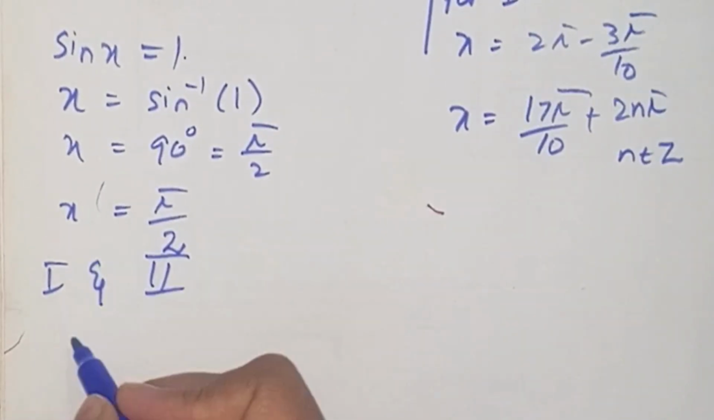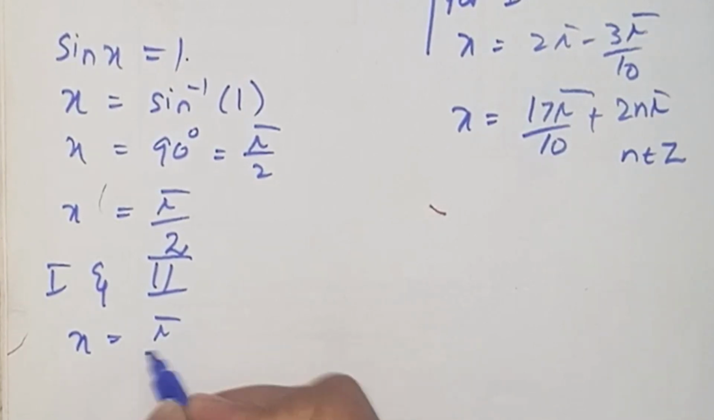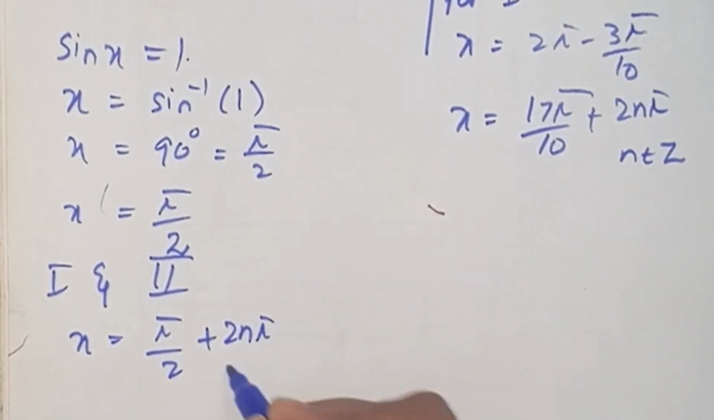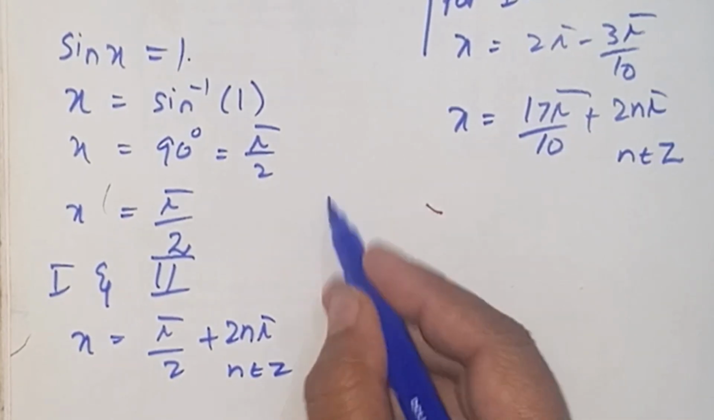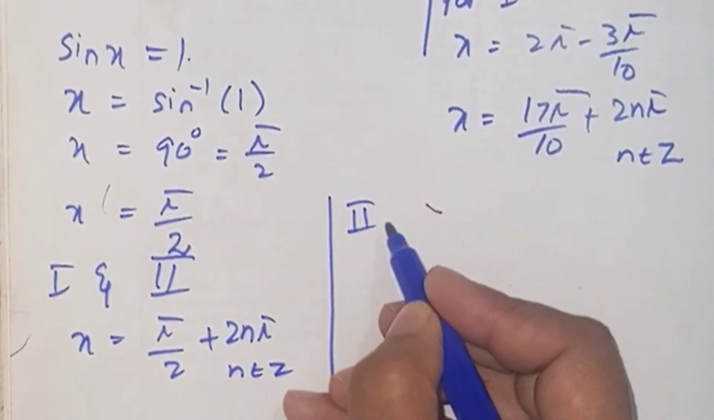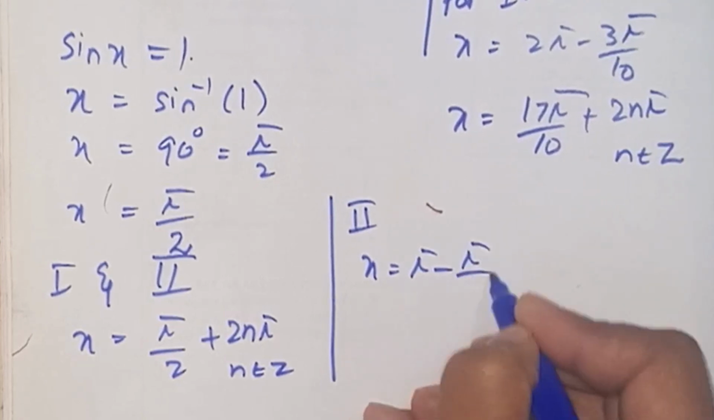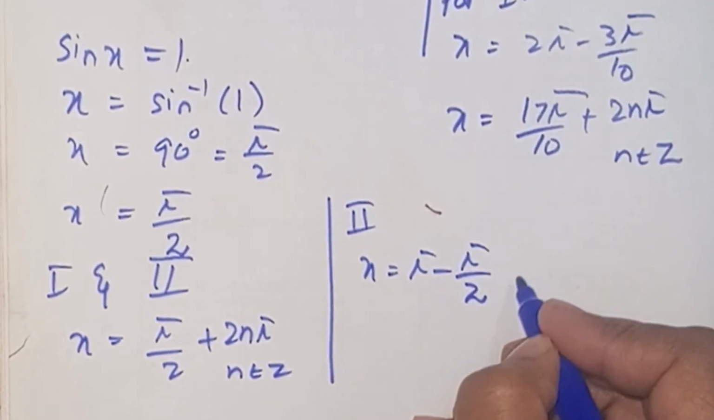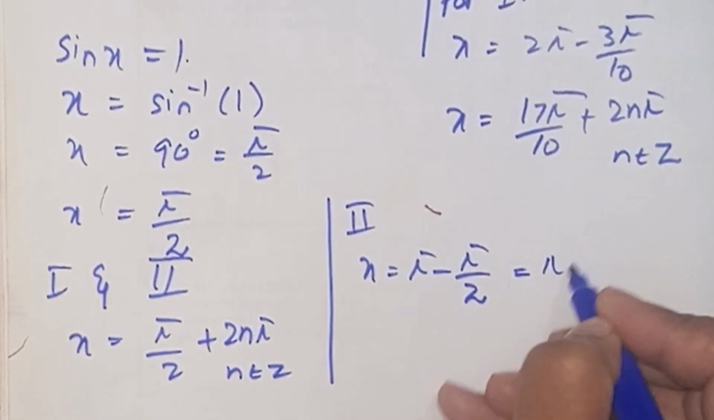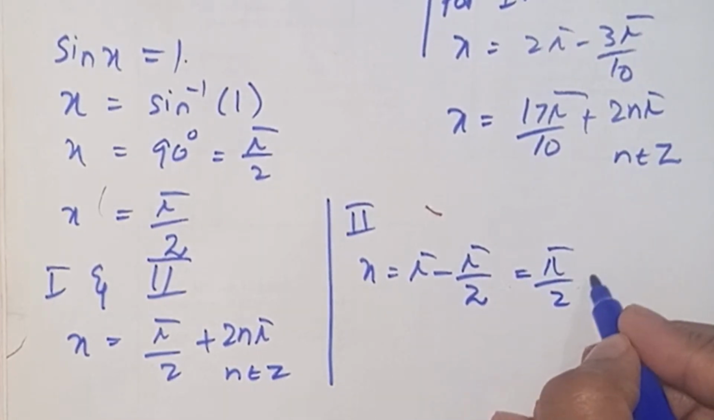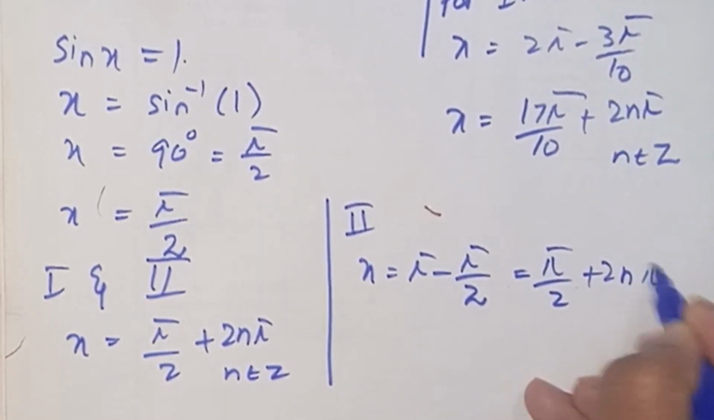For the first quadrant, x is equal to pi over 2 plus we add the period, which is 2n pi, where n belongs to the integers. And for the second quadrant, x is equal to pi minus pi by 2, so this is equal to pi over 2. So we add the period, which is 2n pi.